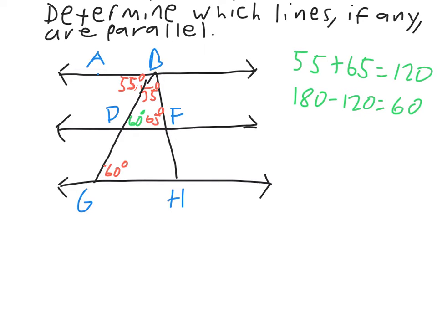Well, we now notice that this angle is 60 degrees, and this is also 60 degrees. So those two are congruent, which means we might be able to use those to prove that two lines are parallel. So let's look at this. It's always good to extend your lines out a little bit. So let's extend this line out just a bit.